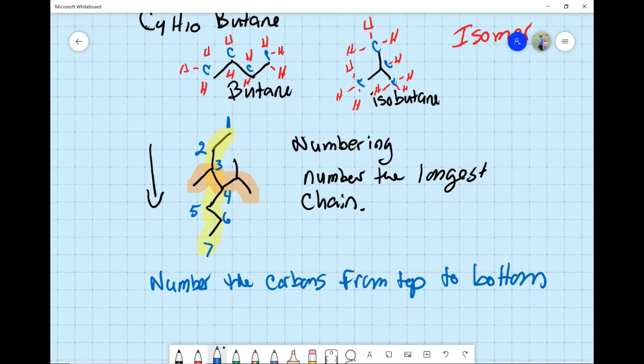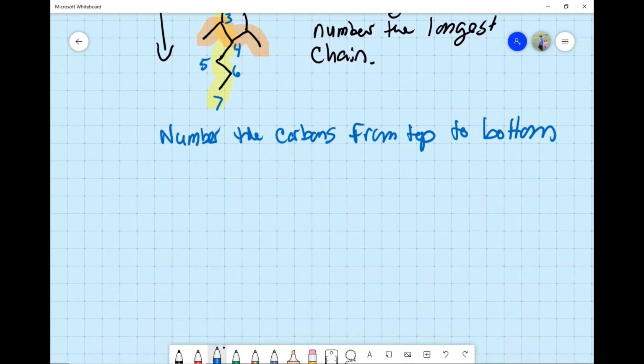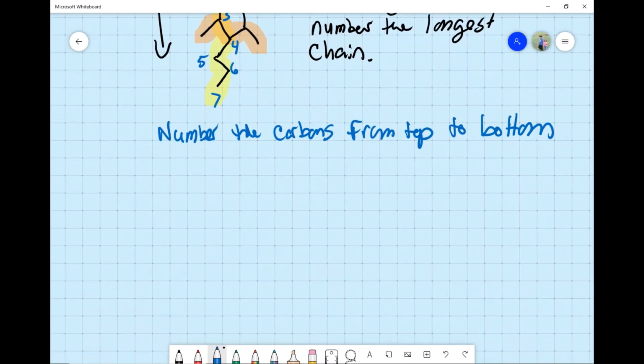So you want to number those carbons from top to bottom. You want to number the longest chain. We have isomers, so same formula, something that looks a little different. If your chain is longer this way, okay, so if I have this, the longer chain is the parent chain, by the way.